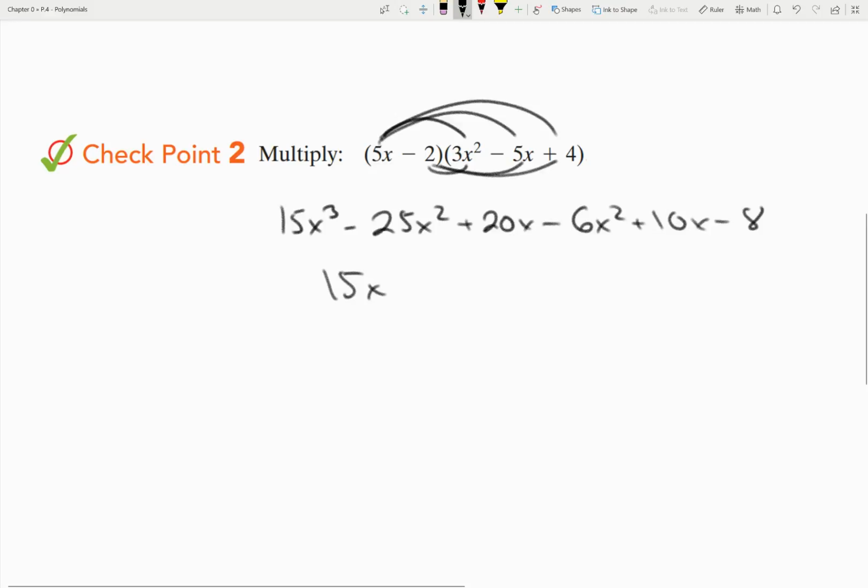Okay, combine. Nothing to combine the x to the third with. 25 minus a 6, it's minus 31. 20 and a 10 is a 30, and a minus 8 at the end. And again, no constant term to combine with either.